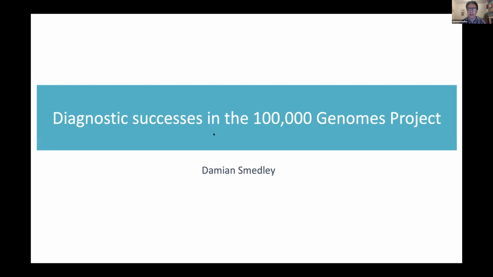So I'm going to talk about how we use phenotypic data for rare disease diagnosis in the 100,000 Genomes Project, but I'm probably going to focus more on the lack of success, the 75% of cases where we don't have a diagnosis after whole genome sequencing, and how model organism data can hopefully help us in the future. And that will lead on to the panel discussion.